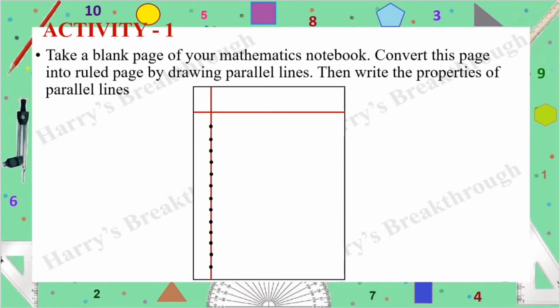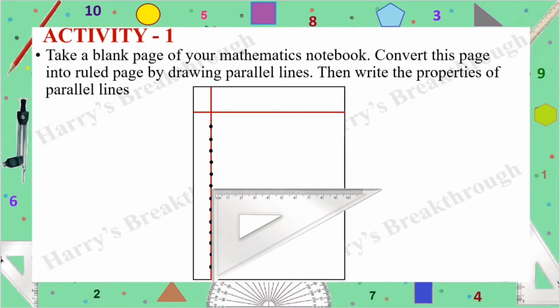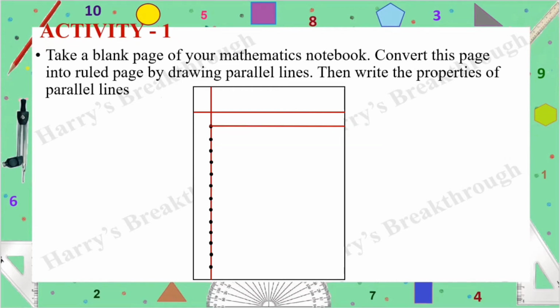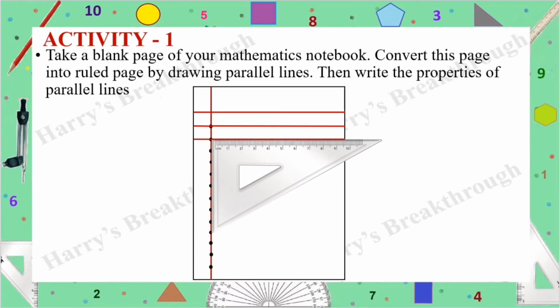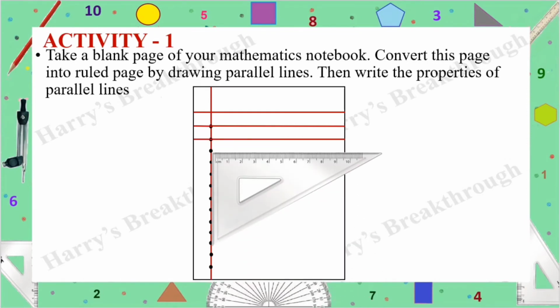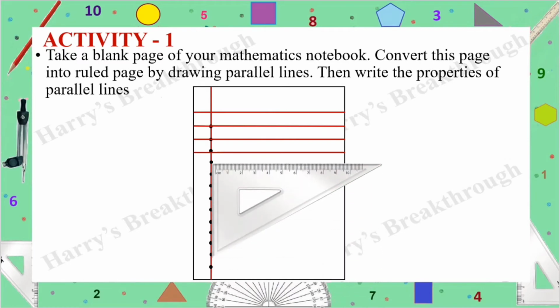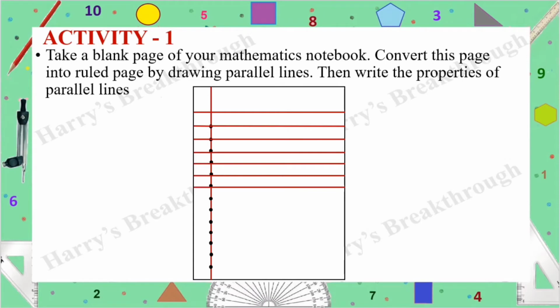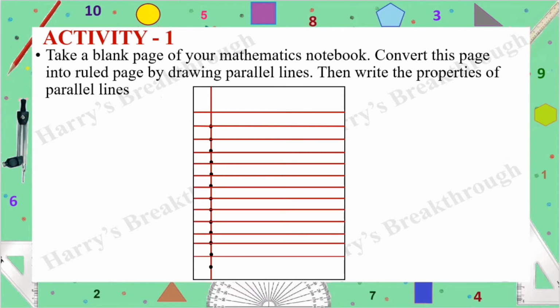For that, we can use the same method, that is, place your set square, then draw a line. Then in order to extend this line to the left side, you can use the scale. So in this way, we can draw parallel lines through all of these points. So be careful you are placing your set square in the correct way. Okay. So now you got a ruled page.